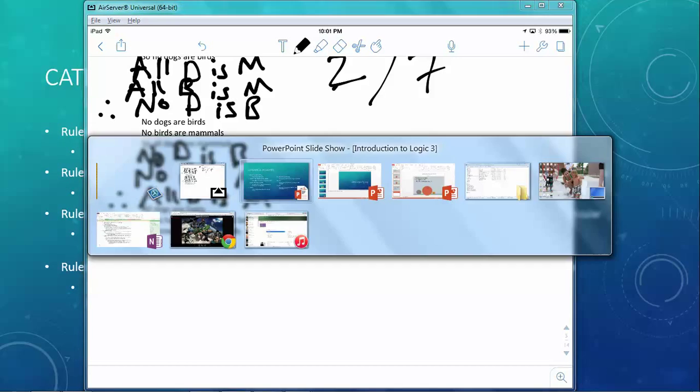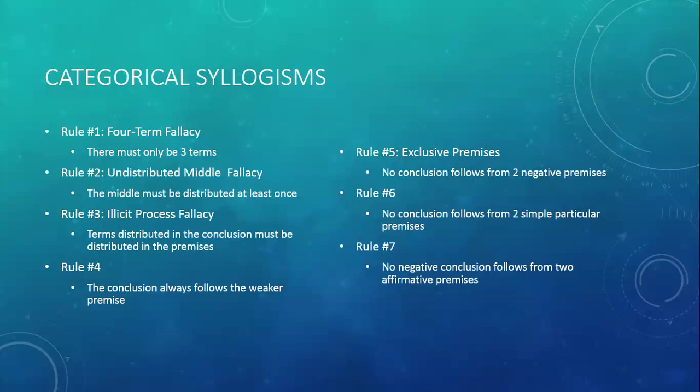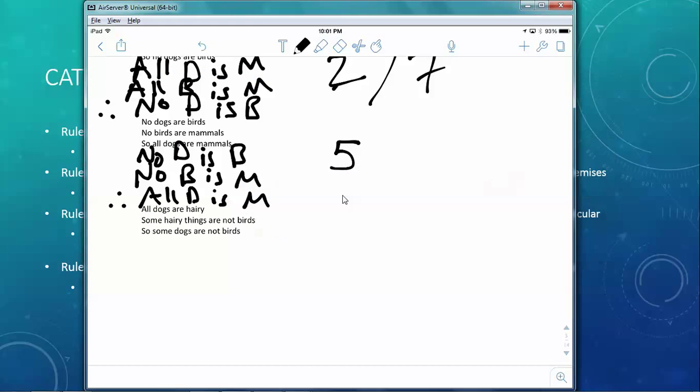Rule number 4, the conclusion always follows the weaker premise. There's no "some" up here, right? Rule number 5, no conclusion follows from 2 negative premises. All right, so rule number 5 has already been violated. We have 2 negative premises, and nothing comes from that. Rule number 6, no conclusion follows from 2 simple particular premises. I don't have any "some," so I don't really care.